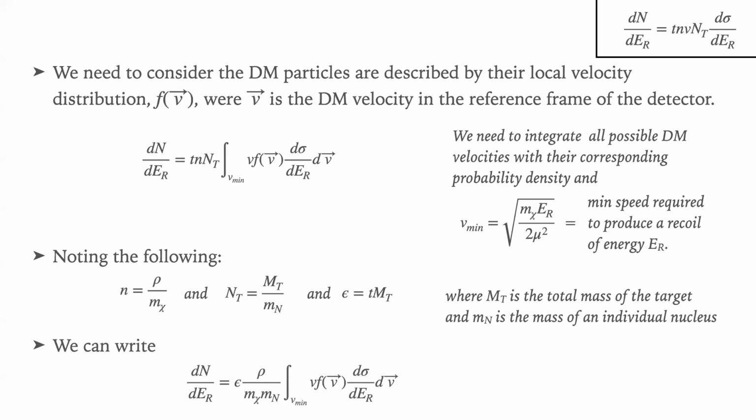So if I make these substitutions into our master formula, we can rewrite it as our exposure times the density, divided by the mass of our dark matter particle times the mass of our nucleus. We're integrating this over the minimum velocity, and the function we're integrating is still v times our density distribution times the derivative with respect to the recoil energy of our cross section.